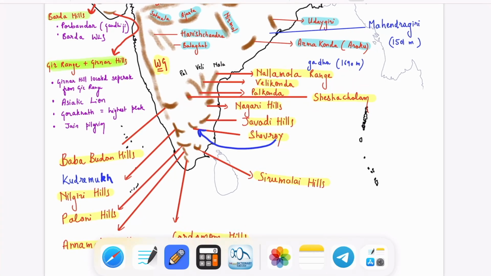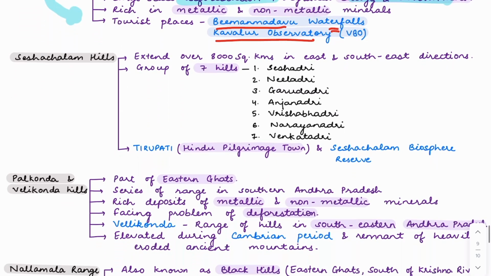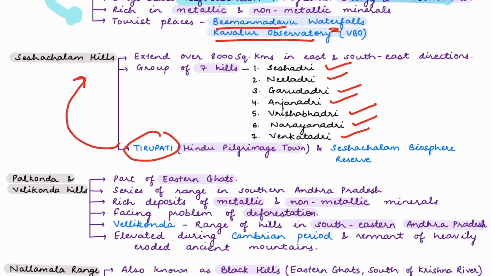Now, when we talk about the Shesha Chalam, here you can see the Shesha Chalam. It is actually made up of 7 hills, and these 7 hills are Seshadri, Niladri, Garudadri, Anjanadri, Vrishabhadri, Narayanadri, and then Venkatadri. And a very important Hindu pilgrimage town, Tirupati, is also located in the Sheshachalam Hills. These hills also host the Sheshachalam Biosphere Reserve.